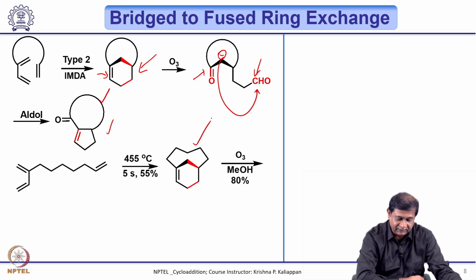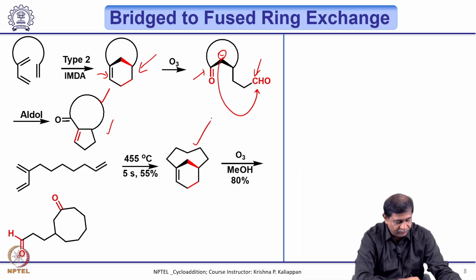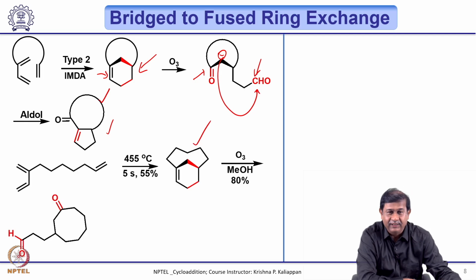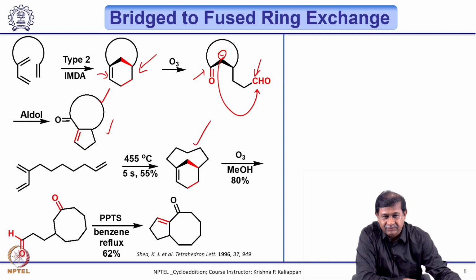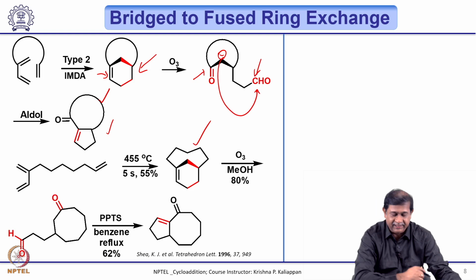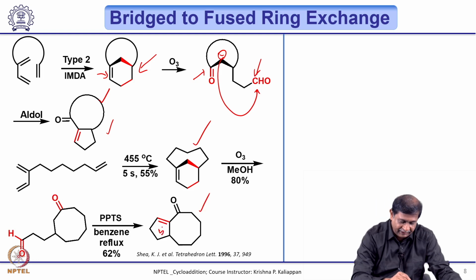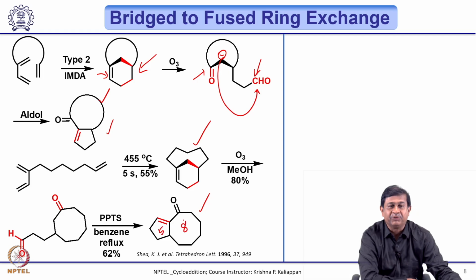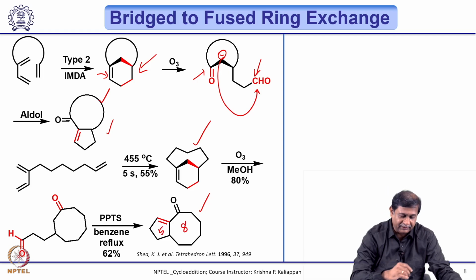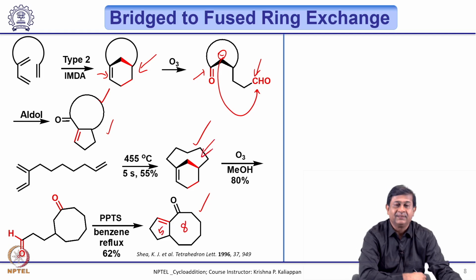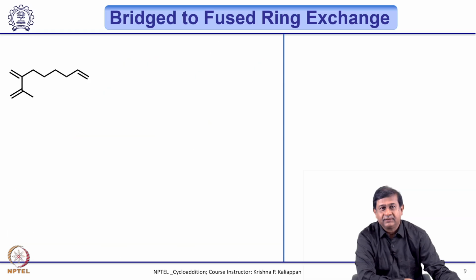A specific example, so if you take this triene and then do a Diels-Alder reaction, you get this bicyclic diene. Now, if you do ozonolysis, you get ketoaldehyde, and this upon treatment with either acid or base, you get the bicyclic compound, and one is 5-membered ring, other one is 8-membered ring. So, the 8-membered ring is coming out from the tether.